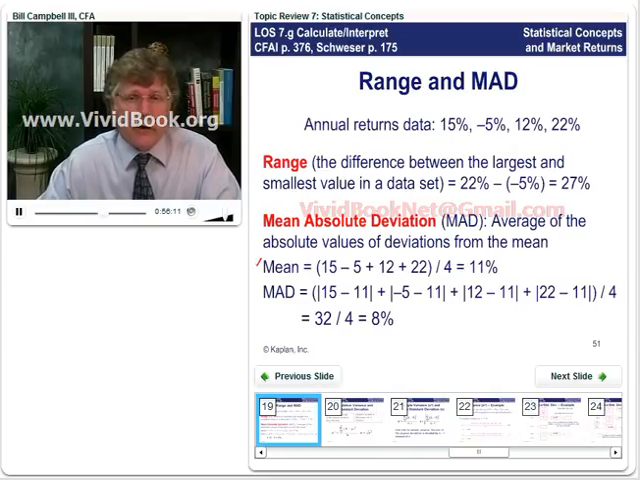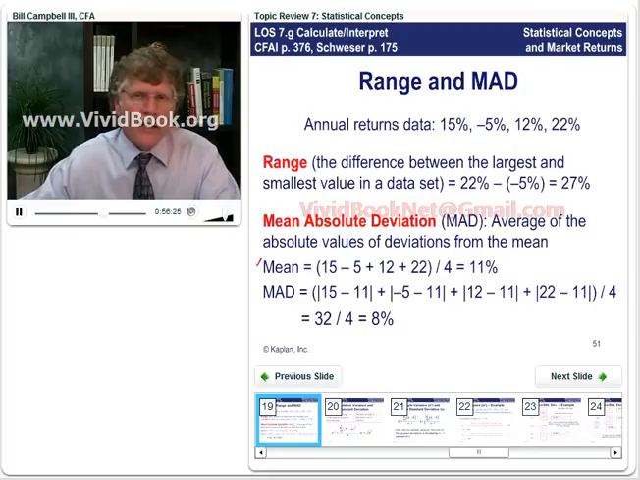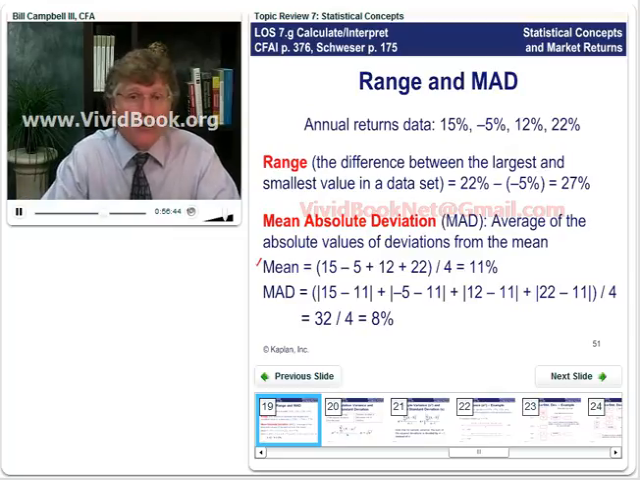So one way to figure out how spread out they are is to get rid of the negative signs on those negative numbers. 15 minus 11 is 4. That one's okay. Negative 5 minus 11, ooh, that's negative 16. Get rid of that negative sign. That's where the absolute value comes in. 12 minus 11 is 1. 22 minus 11 is 11. If you take absolute values, you get rid of the negative signs, then you get a mean absolute deviation of 8%. That's a measure of how spread out the data are.